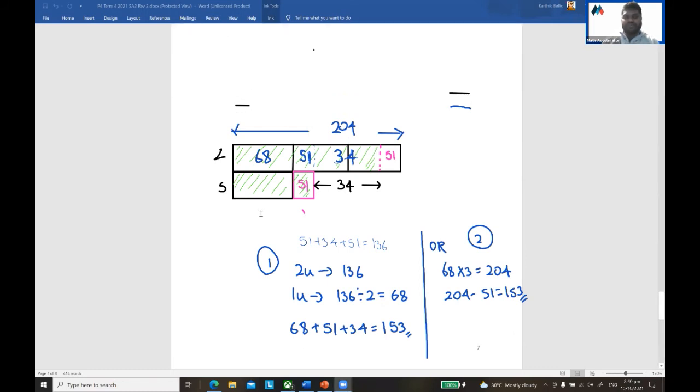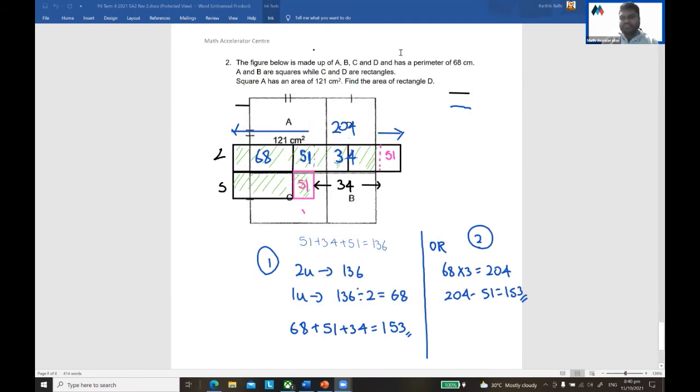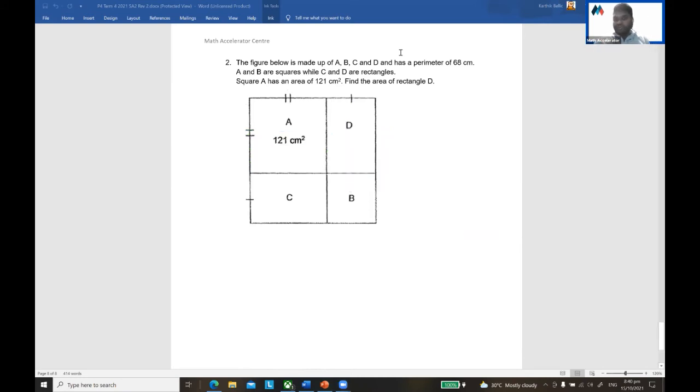Okay. Let's go to question 2. Before I go on to question 2, I want to point out something to you, okay? It's a very common misconception. This has 2 lines here, this has 1 line here, right? This does not mean that this is 2 units, this is 1 unit. No, that's wrong, okay? I repeat again, 2 lines, 1 line does not mean 2 units, 1 unit. No, not at all, okay? What this means is that this line here and this line here are equal, that's all.